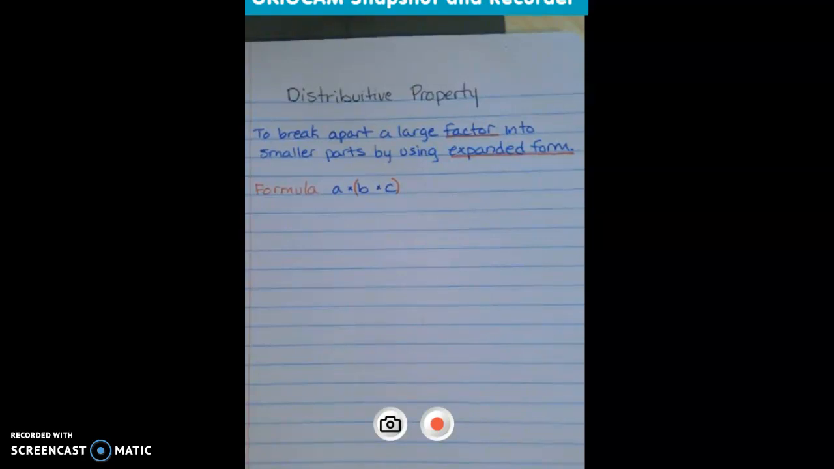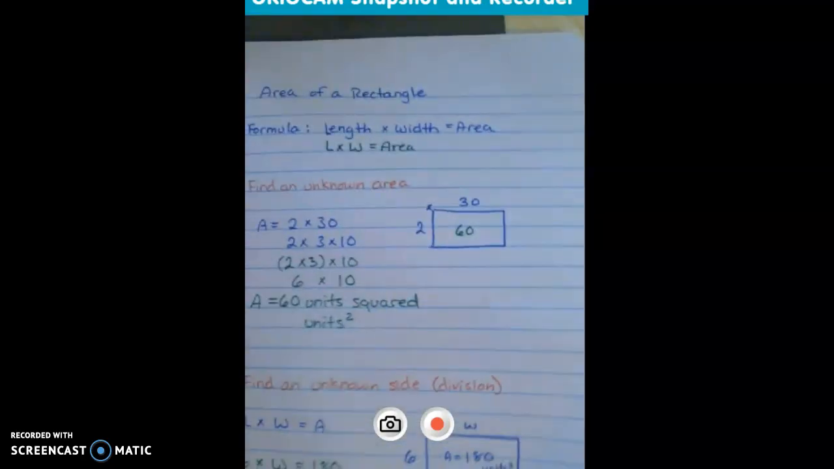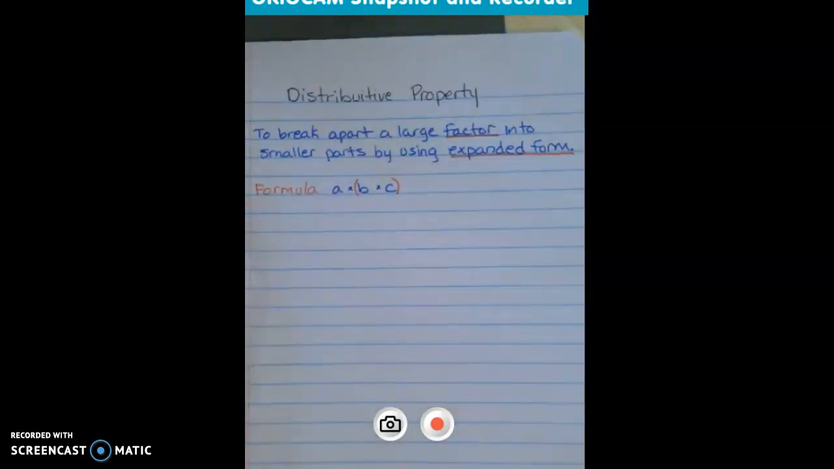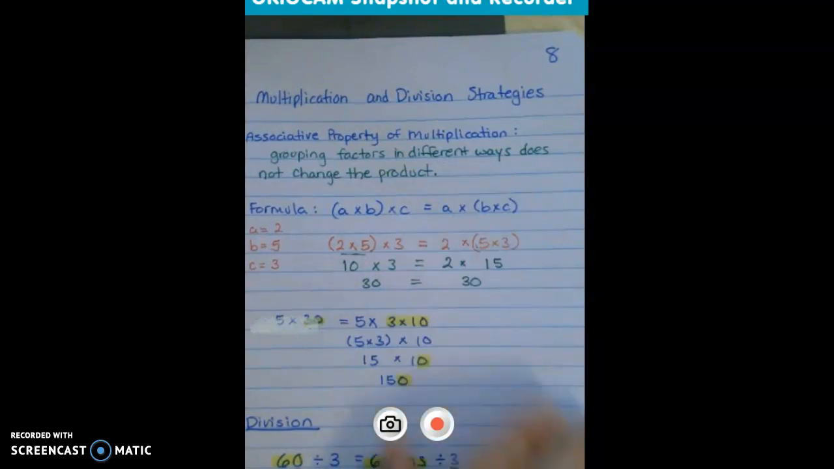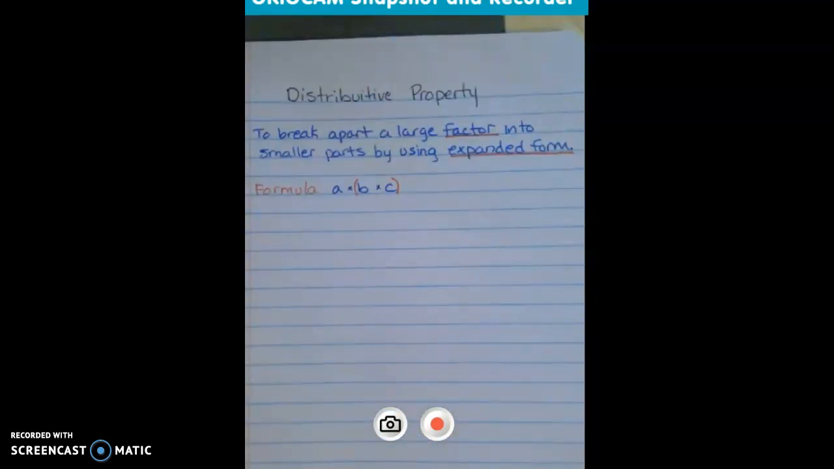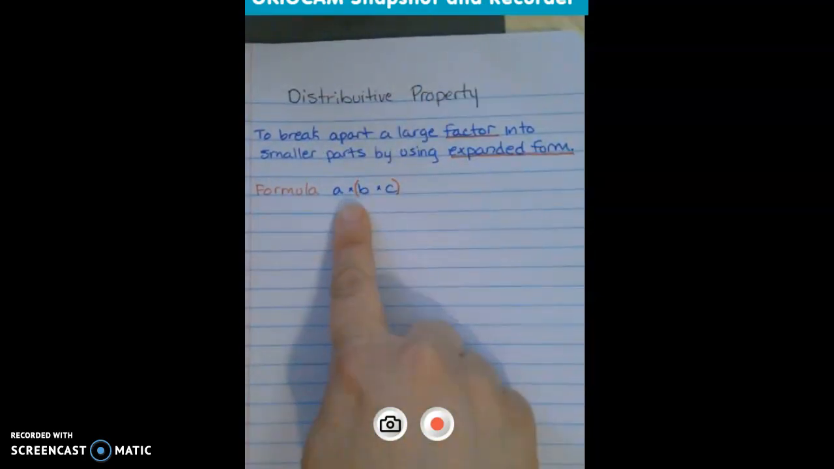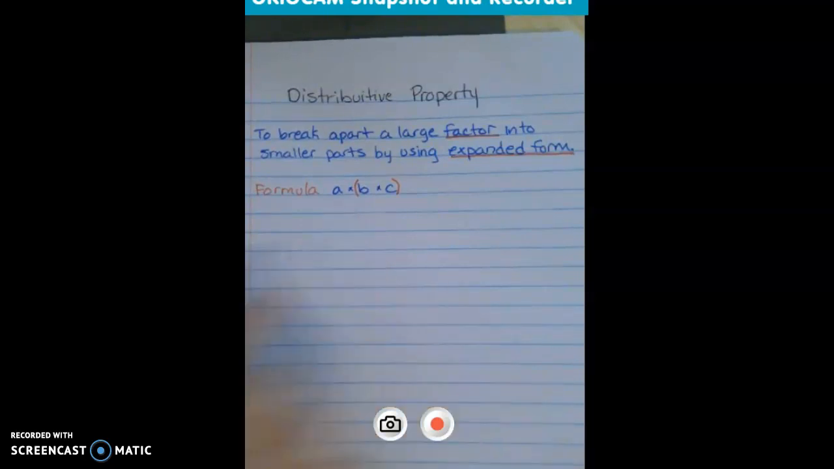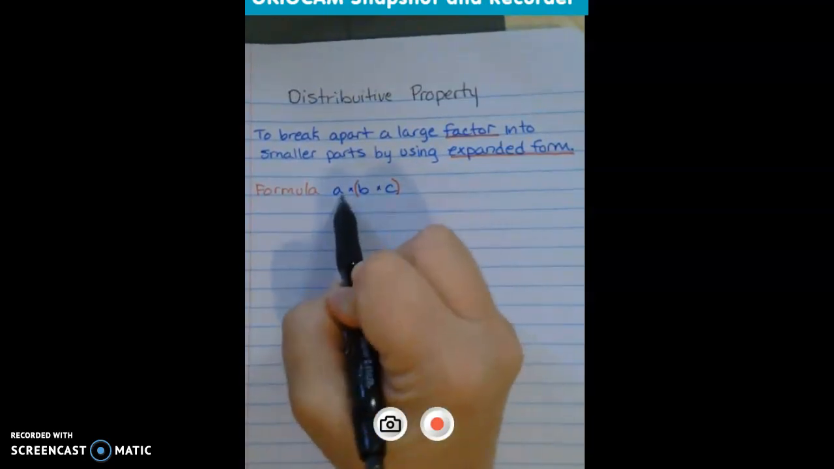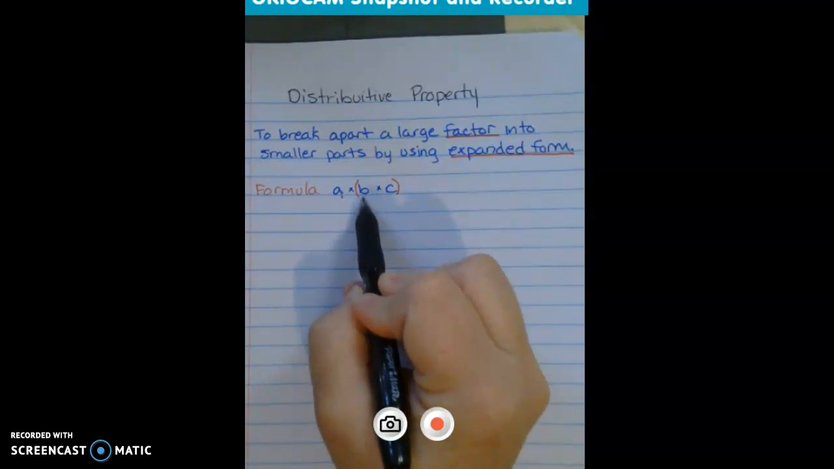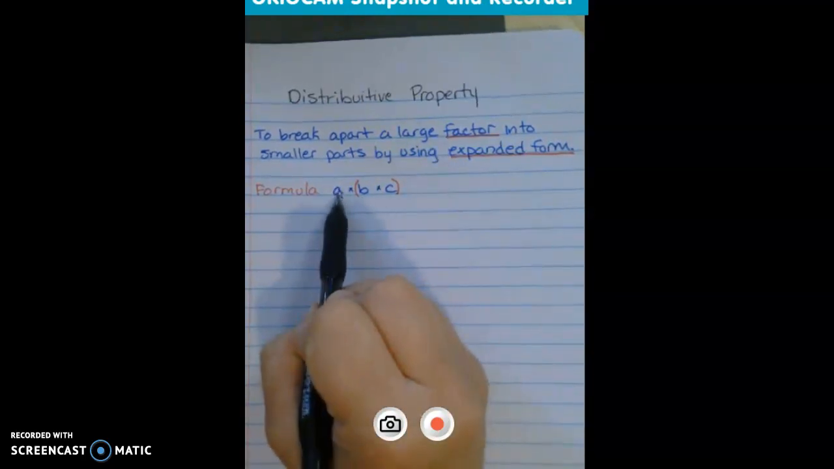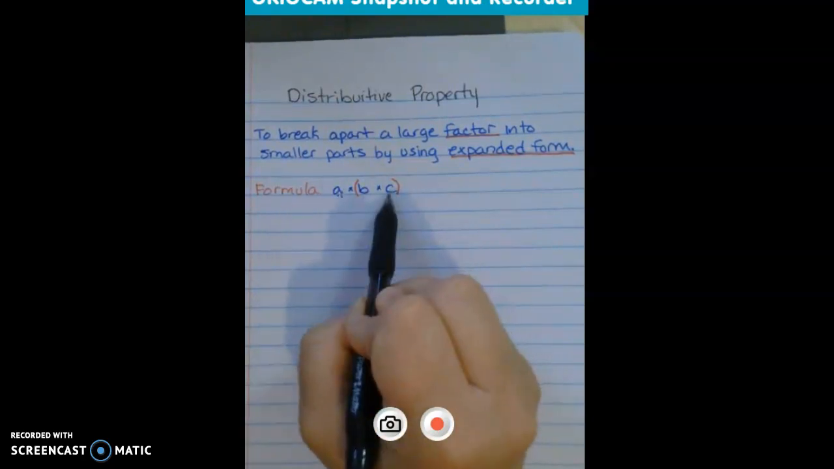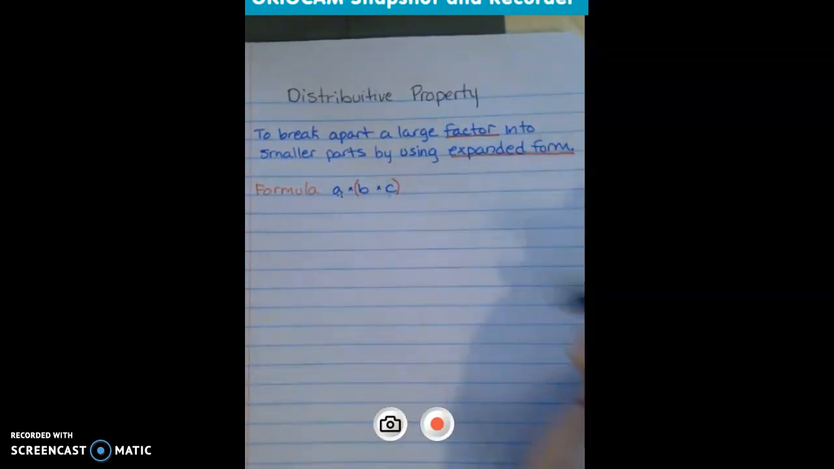So remember with the associative property, it told us that we could group factors in different ways, right? Well, this is similar to the distributive property. What we're doing with these is I'm taking the first factor and multiplying it by the second factor first. Then I'm going back to that first factor and multiplying it by the third factor. So let's look at what that looks like.